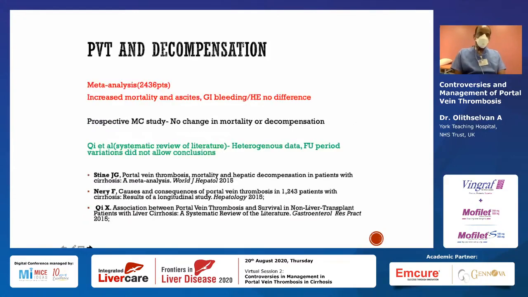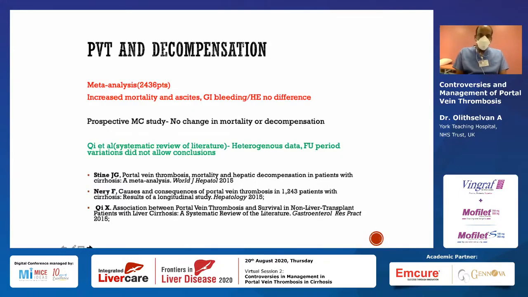What about portal vein thrombosis and liver decompensation? The large meta-analysis has shown that there is an increase in mortality and ascites, but no difference in GI bleeding or encephalopathy. A prospective study done in more than 1,000 patients has shown the opposite. There's no change in mortality or decompensation. And a recent systematic review has shown that because of the heterogeneous data and the difference in follow-up period between studies, it's difficult to draw a conclusion.